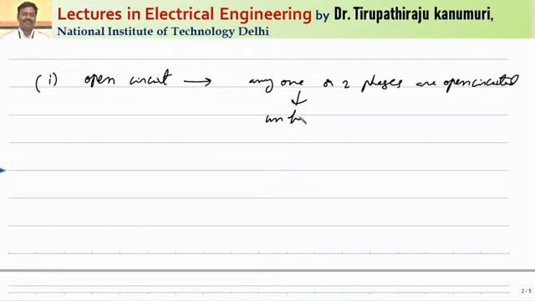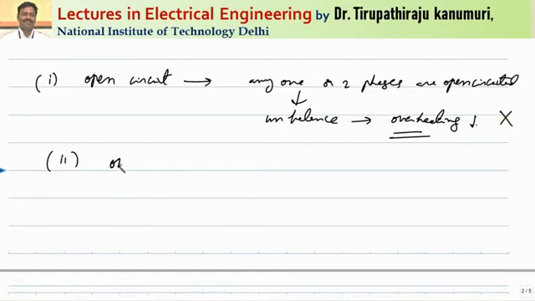This creates an unbalance in the system. So this leads to overheating. But generally the effect of this overheating is very less in the case of a transformer. So that's why this open circuit protection is not required. The second type of fault that can happen is overheating.